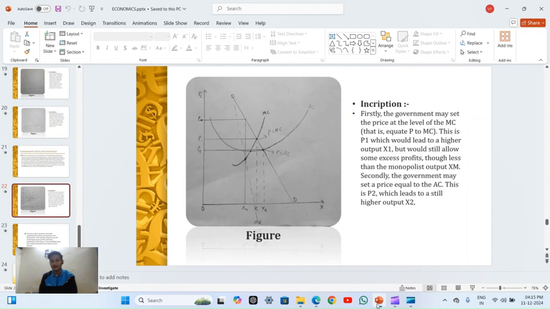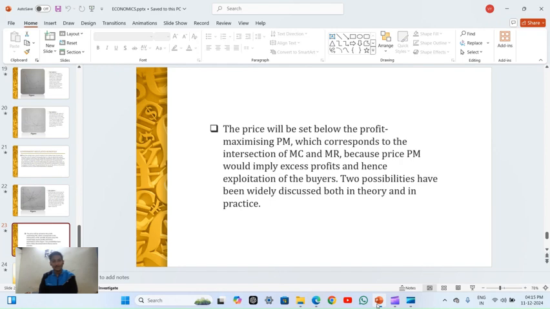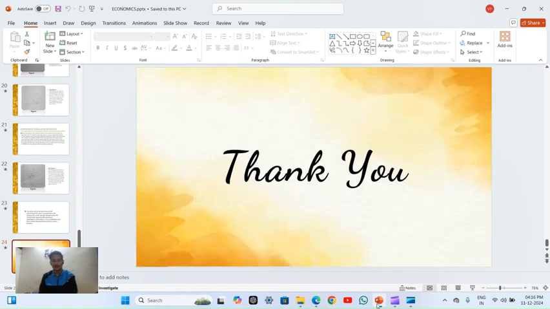Secondly, the government may set a price equal to the AC, this is P2, which leads to a still higher output X2. The price will be set below the profit maximizing price Pm, which corresponds to the intersection of MC and MR, because price Pm would imply excess profits, hence exploitation of the buyers. Two possibilities have been widely discussed both in theory and in practice.